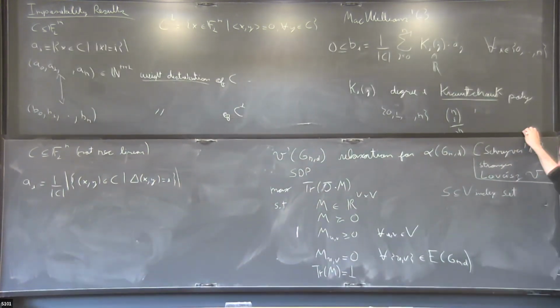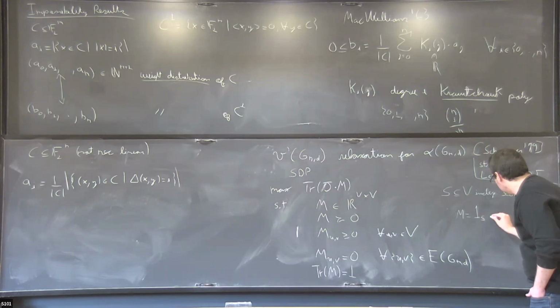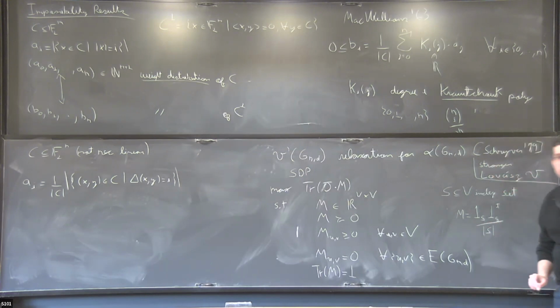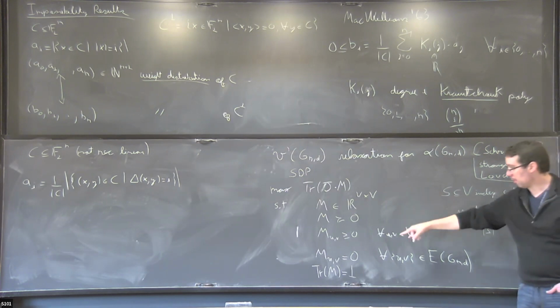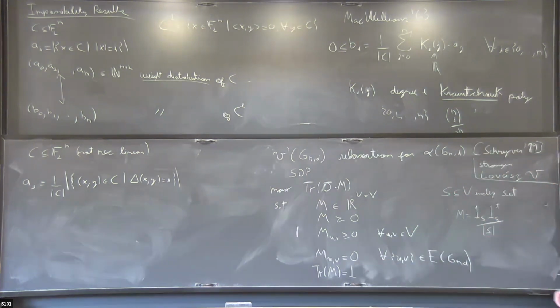So how can we come up with a matrix M that's a feasible solution to this? We can take M to be the indicator of the set times the indicator of the set transposed, divided by the size of the set. This is certainly PSD. It's an exterior product. It's definitely PSD. It has the correct dimensions. The entries on edges are definitely 0 because you are dealing with an independent set. The normalization is 1, and the objective value is precisely the size of S. Right. So it's definitely a relaxation for the independent set.